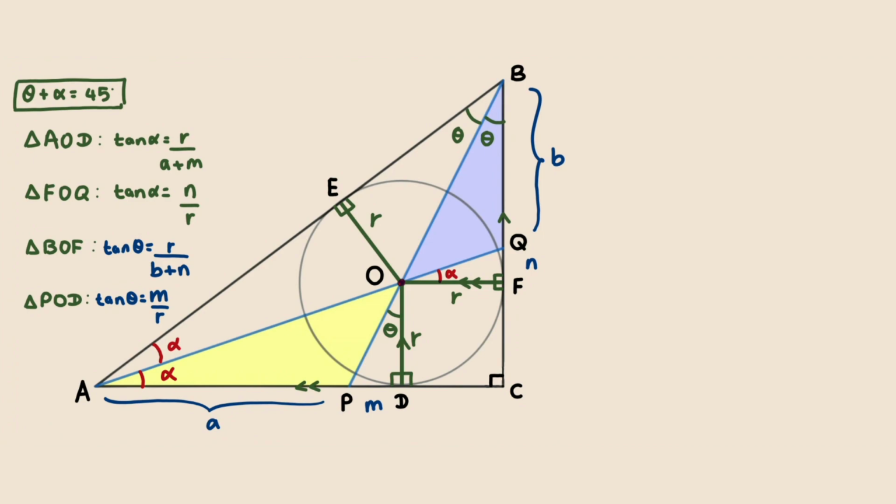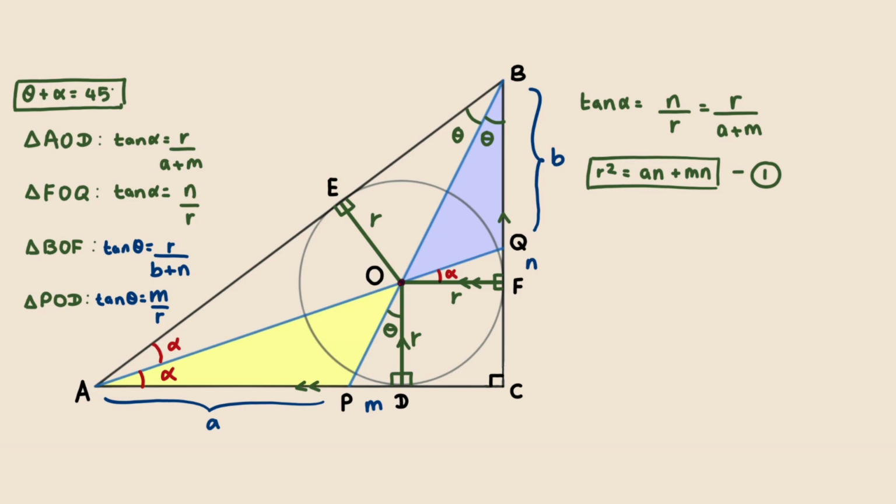Now here we can see that we have two values for tan alpha and two values for tan theta. So now let us compare their right hand side. We have the value of tan alpha equals n upon r and is also equal to r upon a plus m. Now after doing cross multiplication, we will get r square equals an plus mn, and let it be equation 1.